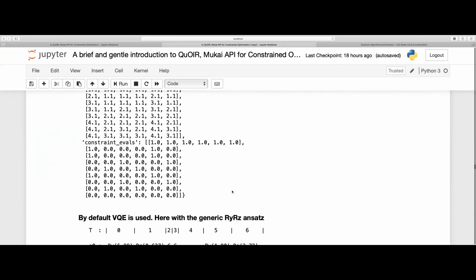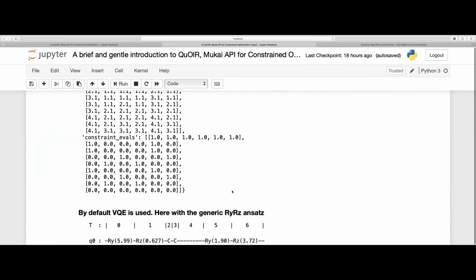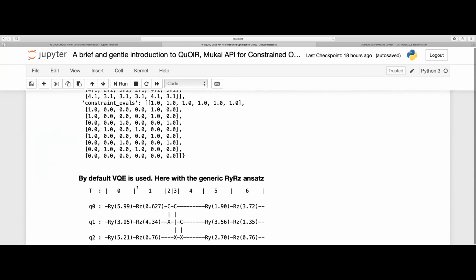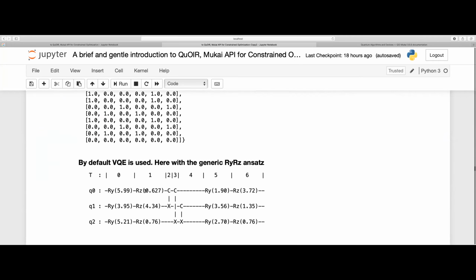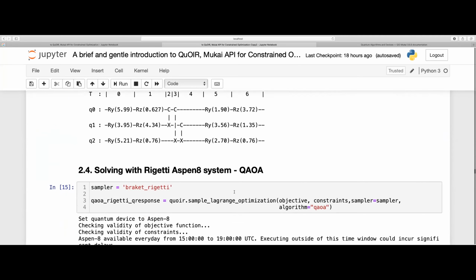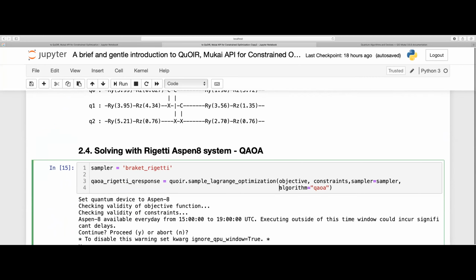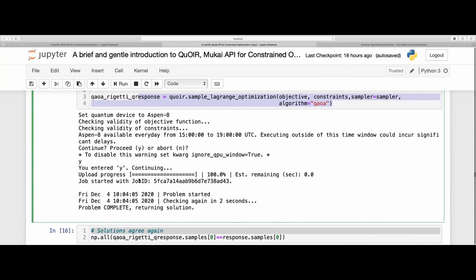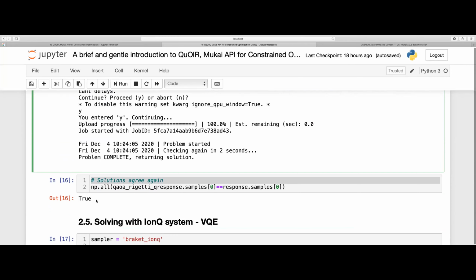Now, people familiar with this type of hybrid algorithms know that there is an ansatz under the hood, and in this particular case, by default, VQE is used, and here is the generic ansatz we have used. Now, if you would like to use QAOA, then again, it suffices to set the algorithm parameter to QAOA and run again the same line, which I do here, and then I compare. I'm getting the same answer again.